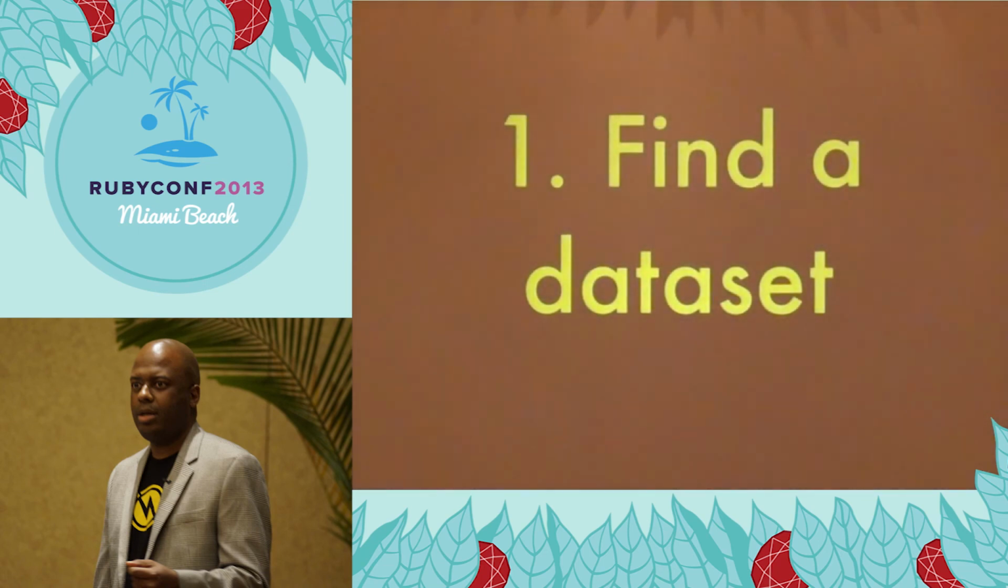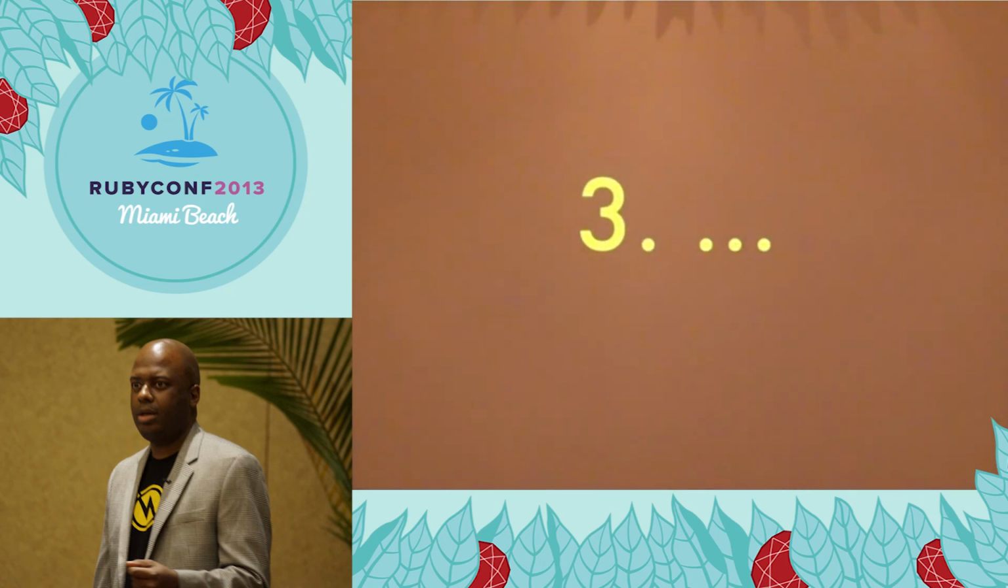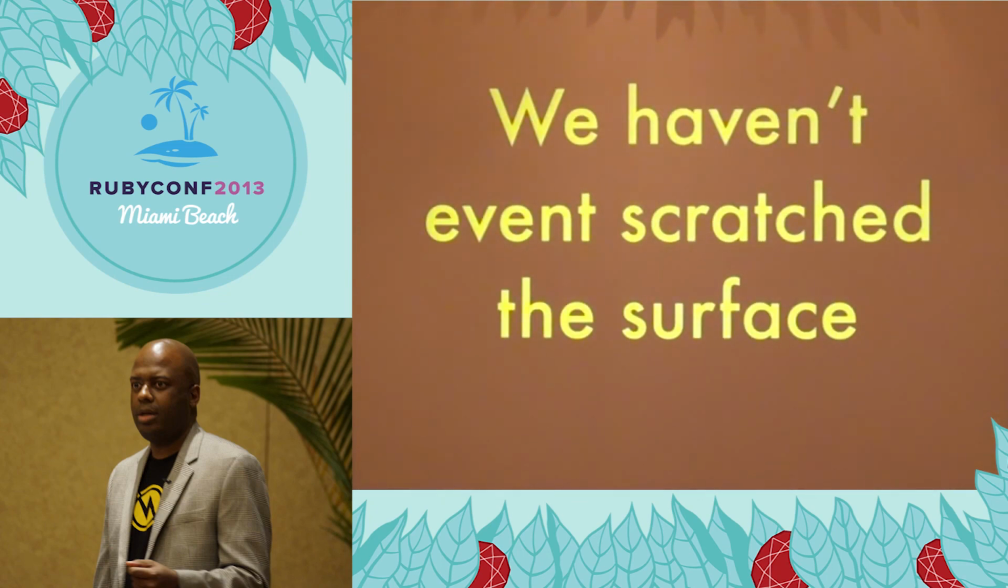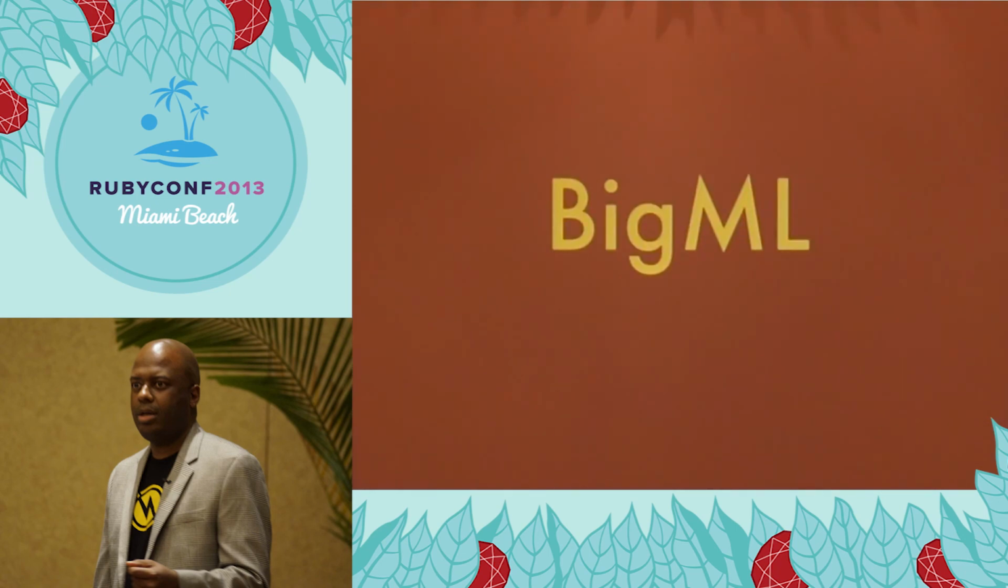But if you want to get serious, I want you to find a data set, find another language, unfortunately. If you're really serious about this, you're not going to be doing it in Ruby. Then you'll want to do the dot, dot, dot dance, and then maybe you'll profit. But I'll tell you what, we haven't even scratched the surface. Scikit-learn, which is in Python land, actually has this huge chart of all the things you can do in machine learning. We only talked about 3 things on this list. And look at all these little circles and lines. There's so much more you can talk about in machine learning.